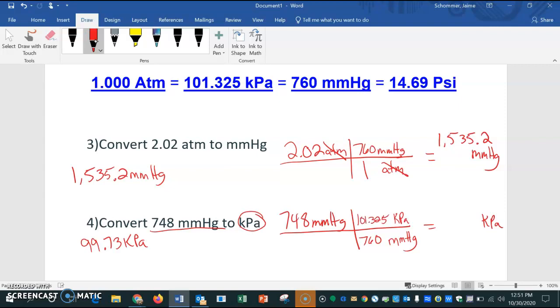So I'm going to put in 101.325, right, because these two things are equal to each other. You can flip them back and forth as conversion factors. Millimeters of mercury cancels, 748 times 101.325, right? And then you're going to divide it by 760, and you should end up with 99.73 kilopascals.